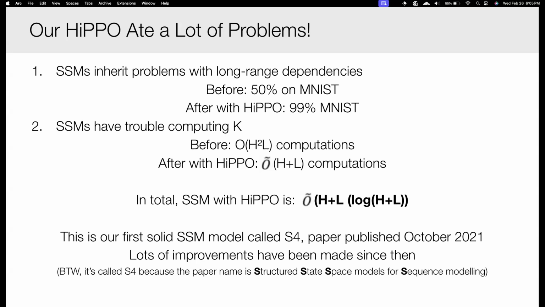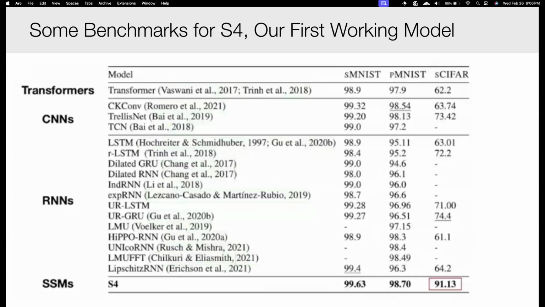There have been a lot of, let's just say there's been a lot of papers since then, and there have been many updates to this, and people have completely changed this idea. This has evolved a lot basically. And it's called S4 because the paper name is Structured State Space Models for Sequence Modeling. So it's like four S's.